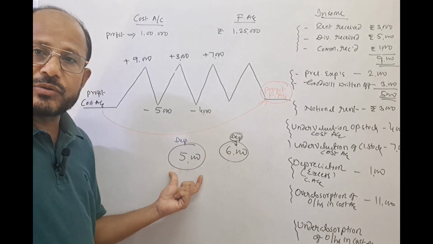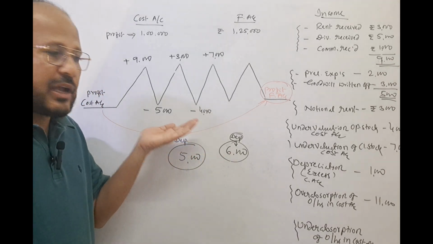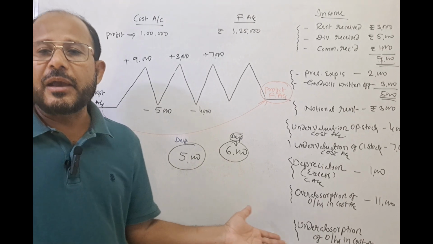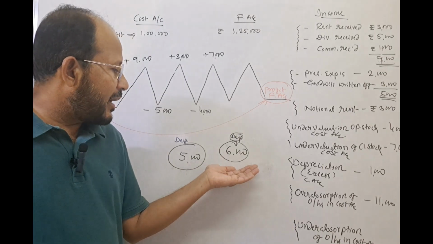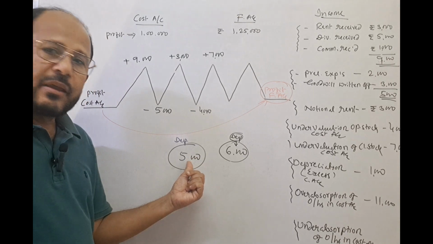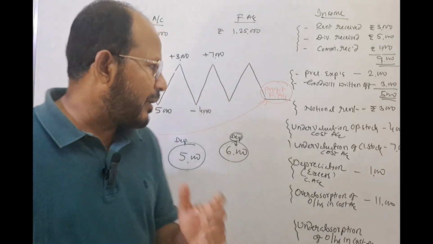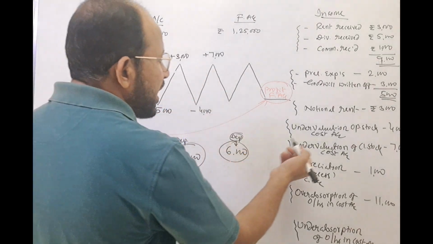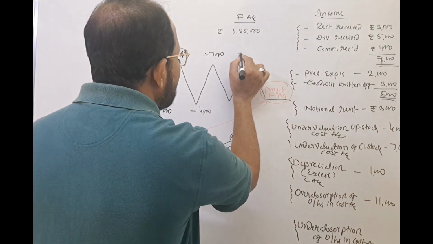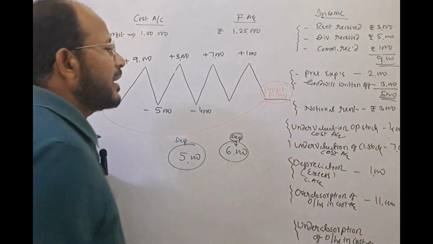ಡೆಪ್ರಿಸಿಯೇಷನ್ 1,000 ರೂಪಾಯಿ ಕಡಿಮೆ ತೋರಿಸಿದ್ರಿಂದ ಇಲ್ಲಿ ಪ್ರಾಫಿಟ್ ಏನಾಗುತ್ತೆ? ಕಡಿಮೆ ಆಗುತ್ತೆ. ಇಲ್ಲಿ ಪ್ರಾಫಿಟ್ ಕಡಿಮೆ ಆದ್ರೆ ನಾವು ಎಲ್ಲಿ ಮುಟ್ಟಬೇಕಾಗಿದೆ? ನಾವು ಮುಟ್ಟಬೇಕಾದದ್ದು ಫೈನಾನ್ಷಿಯಲ್ ಅಕೌಂಟ್ಗೆ. ಅದಕ್ಕಾಗಿ ನಾವು ಇಲ್ಲಿ ಇದನ್ನ ಮರಳಿ ಆಡ್ ಮಾಡಬೇಕಾಗ್ತದೆ. ಎಷ್ಟು ಆಡ್ ಮಾಡ್ಬೇಕ್ರಿ? 1,000 ರೂಪಾಯಿ. ಪ್ಲಸ್ 1,000 ರೂಪಾಯಿ.